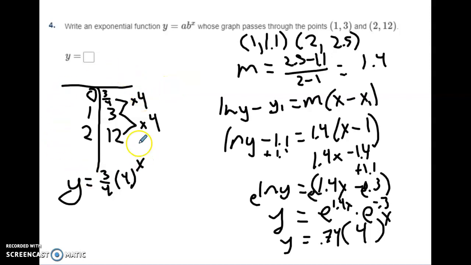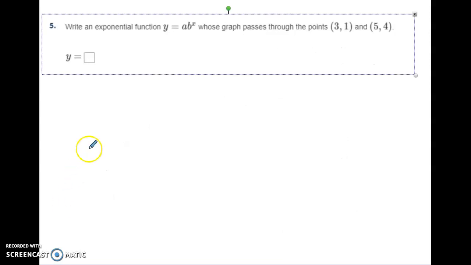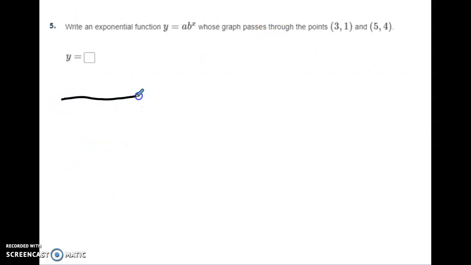I am going to show you my favorite way. If you'd like, you can email me and I'll show you the other way too. But I'm just going to do this the way that is my favorite. Alright, so we're going to start by making a table. And this time, we only know the points 3 and 5, so I'm going to make my table go from 0 to 5. I know that at 3 the value is 1 and at 5 it is 4.